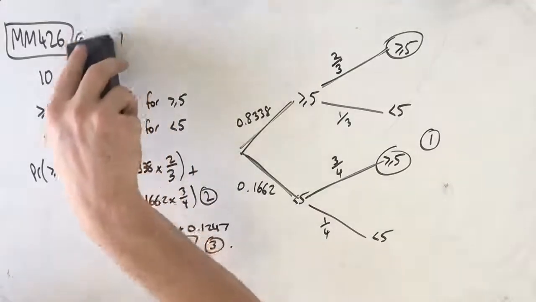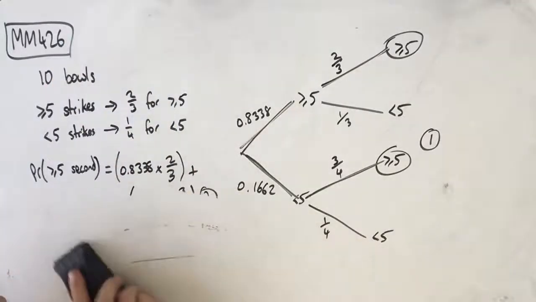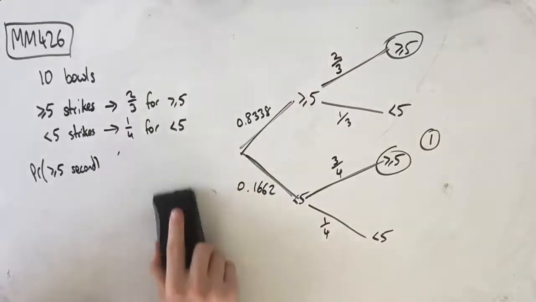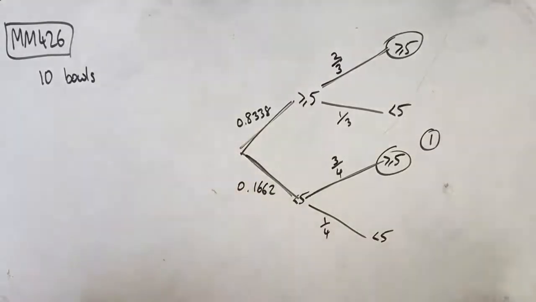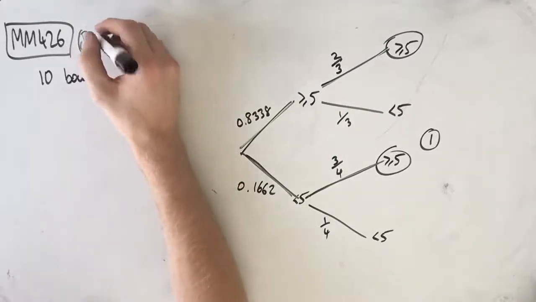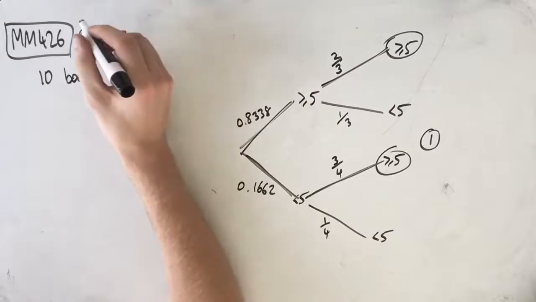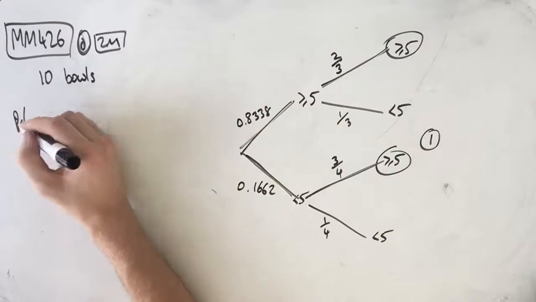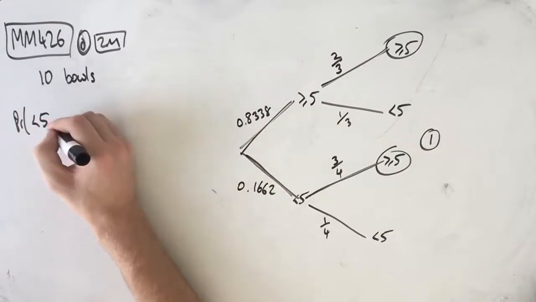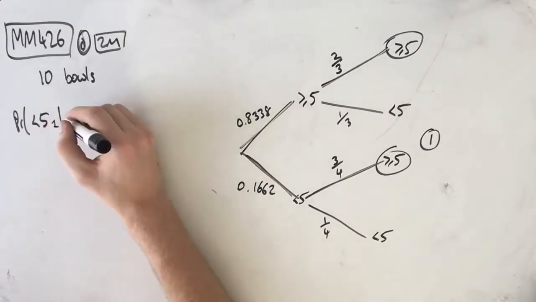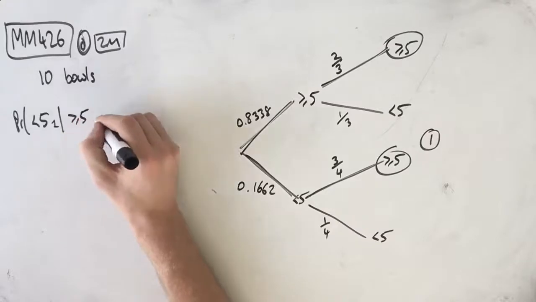Part D is a 2-mark question. I'm actually just going to get rid of this. So if you want that, just write it down. So part D says, suppose Mike scores at least 5 strikes in his second game. What is the probability that he scores less than 5 strikes in his first game? Awesome. So essentially what we're saying is, what's the probability that he scored less than 5 in his first game, given that he scored at least 5 strikes in his second game.